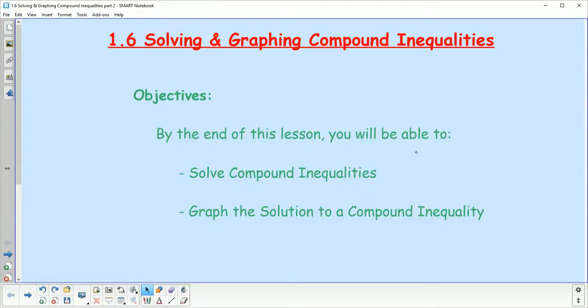Alright, Common Core Algebra 2, so we're going to look now at 1.6, and this will be our part 2 for 1.6. Big difference now is we're going to be looking at what are called compound inequalities, and we're getting into defining those in a minute. Same idea as our linear inequalities. We are both going to solve them today and then also graph that solution.